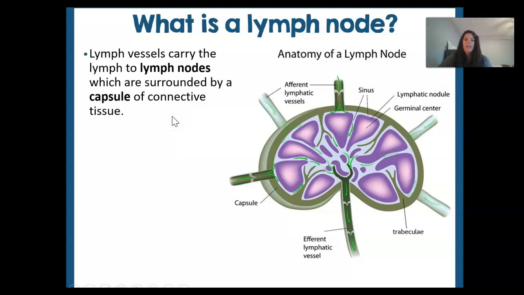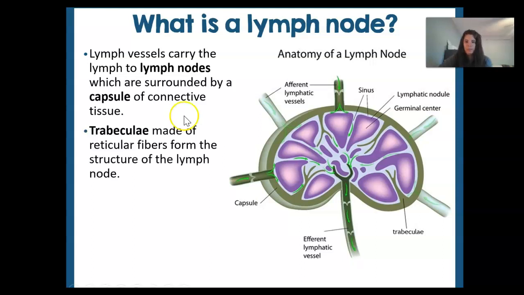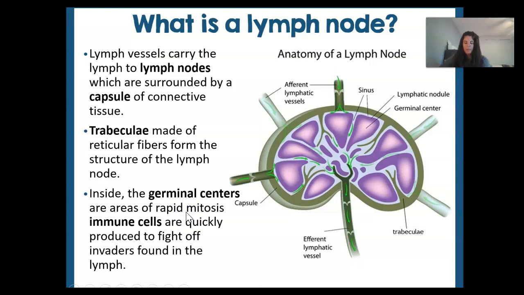So lymph nodes are going to be special structures that are surrounded by a capsule of connective tissue. So you can see the capsule right here of connective tissue. And then there's also these trabeculae. Remember when we talked about bones, we talked about trabeculae, which are these needle-like structures. Well, these are different than the trabeculae in bones, but it's just the idea that there are these branches or needle-looking structures that are going to form the structure of the lymph nodes.